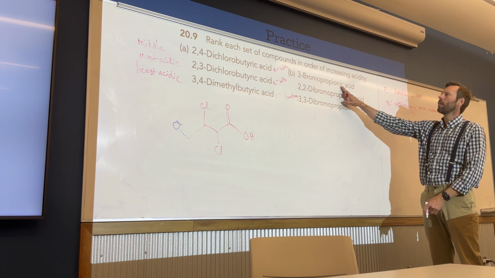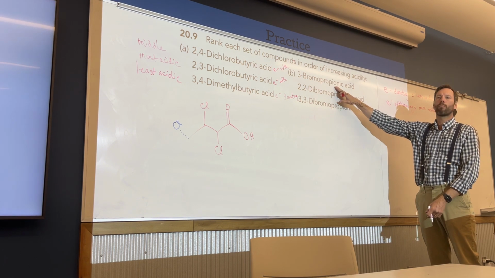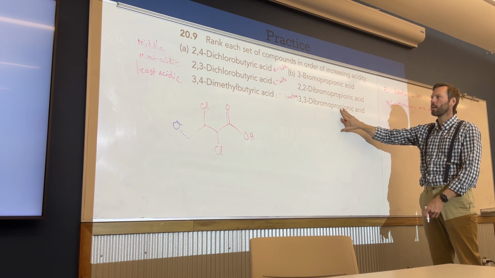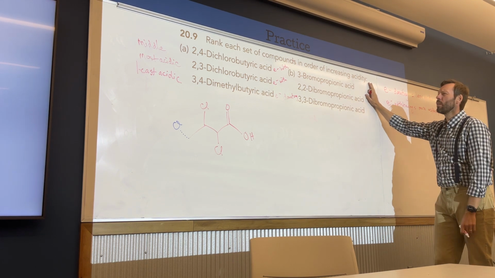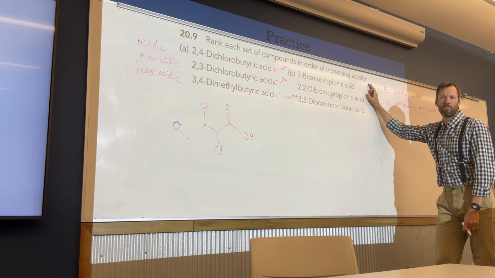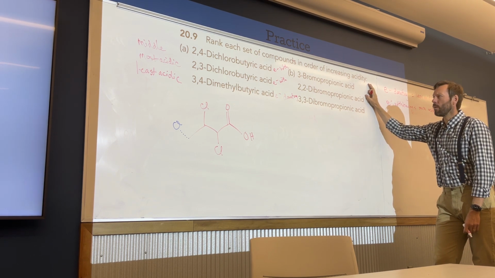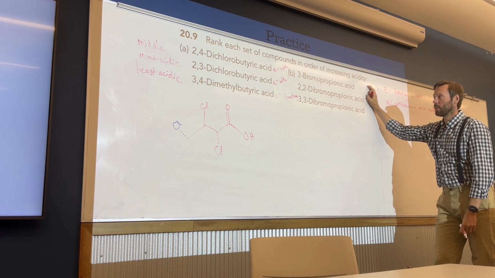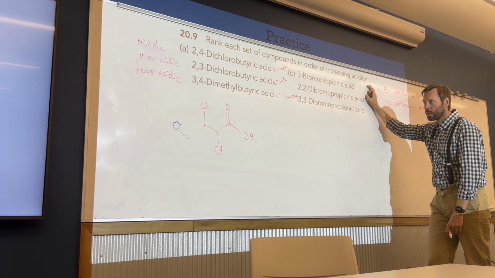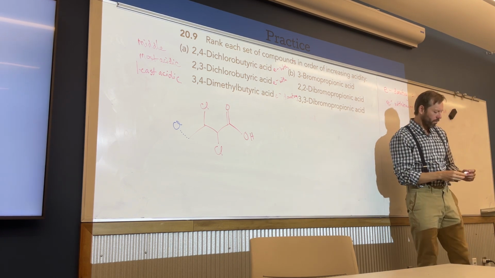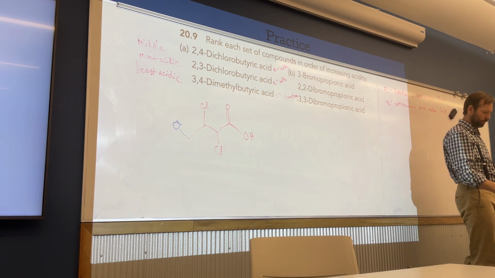Okay. What do we got here? Same thing. Propionic acid or propanoic acid. Everything's the same. The only difference is the number of bromines and the position of bromines. Okay? So if you want to write out the structure, you can. You don't really necessarily have to, I don't think. But go ahead and rank those for me. What do you think that might be?